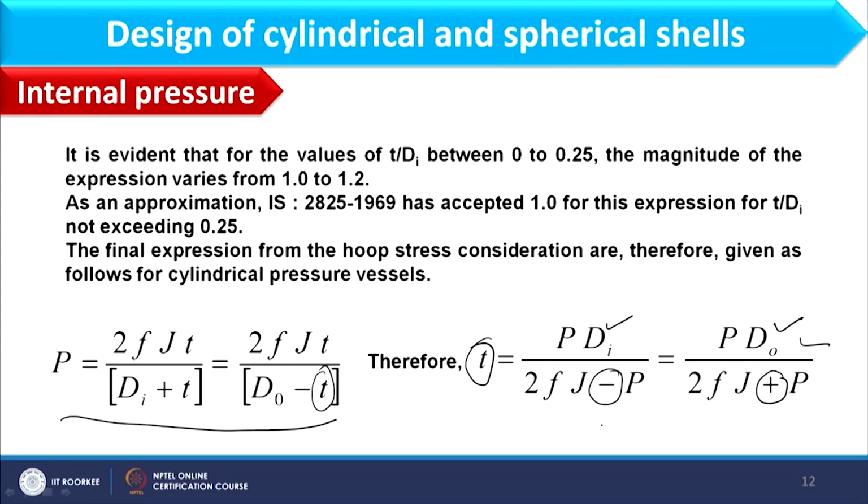So, this expression is basically the minimum thickness of the vessel. Why am I calling this a minimum thickness? Because at least this thickness should be provided to withstand the pressure P. Therefore, it is called the minimum thickness.